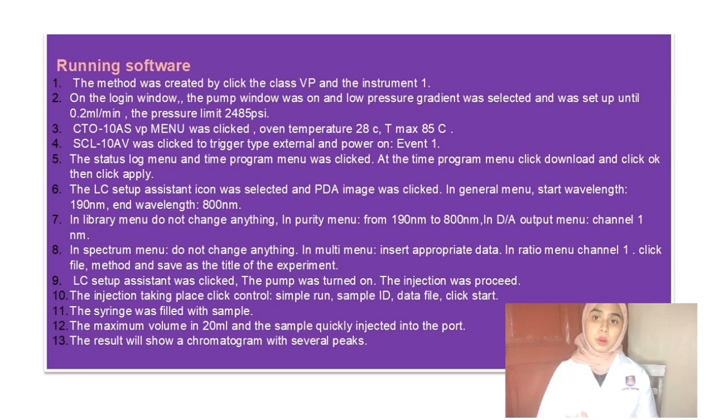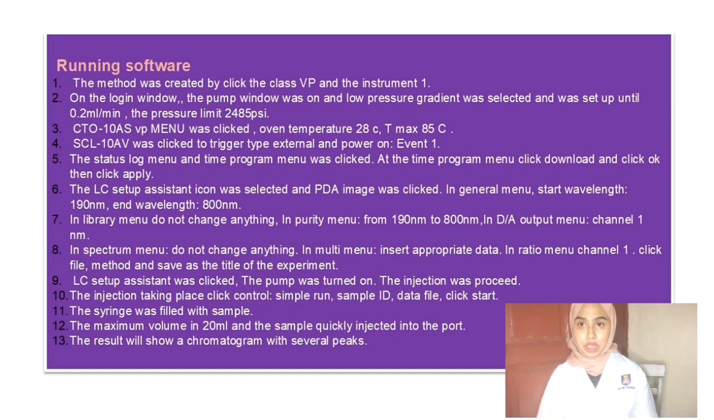The pump was turned on. The injection then proceeded. Before injection takes place, click control, then single run, sample ID, data file, click start. The syringe was filled with the sample. The maximum volume is 20 ml and the sample was quickly injected into the port. The result will show a chromatogram with several peaks.